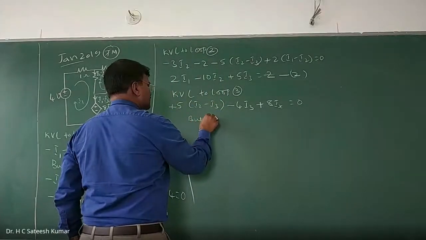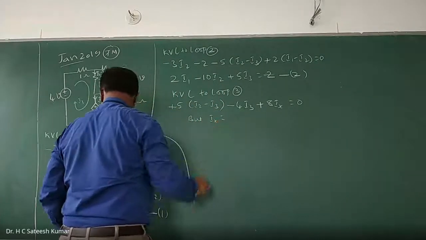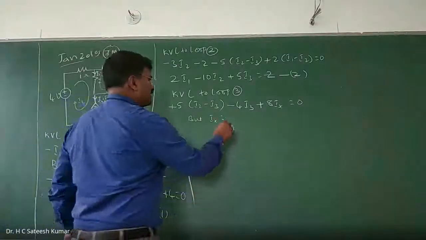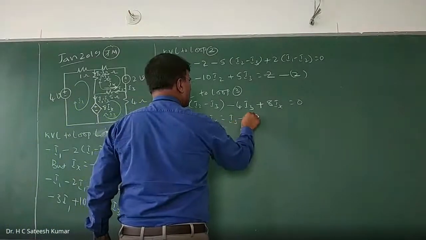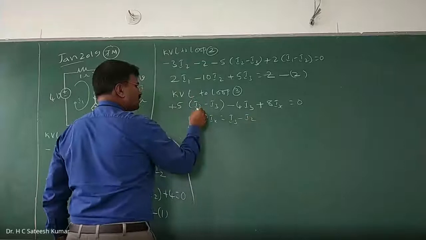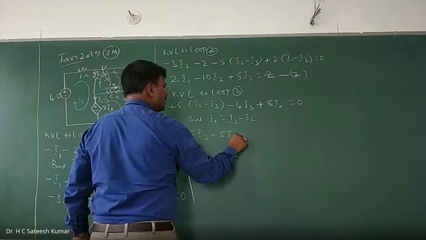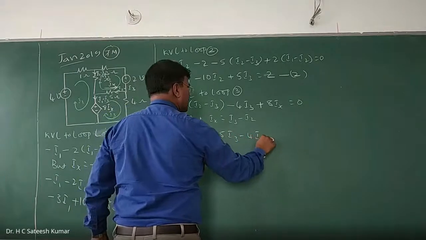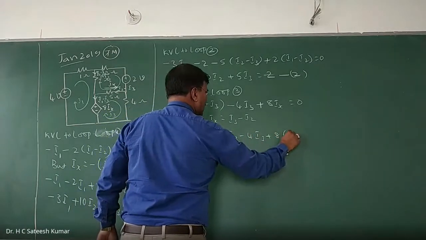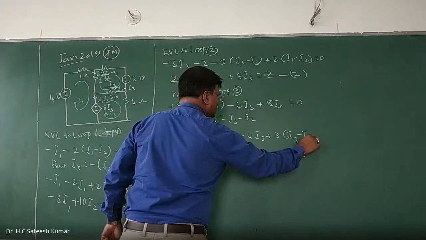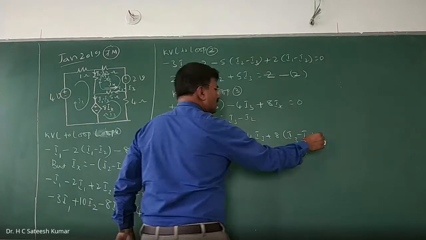But Ix we know, what is the value? Ix is I3 minus I2. Therefore, substitute in this equation: 5I2 minus 5I3 minus 4I3 plus 8 into I3 minus I2. Substitute for Ix is equal to 0.